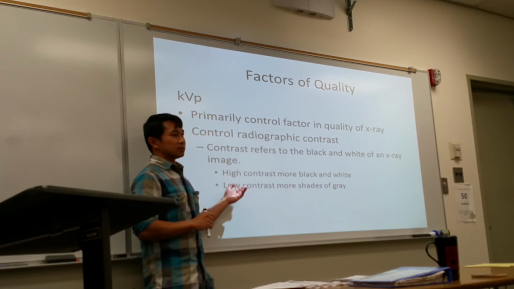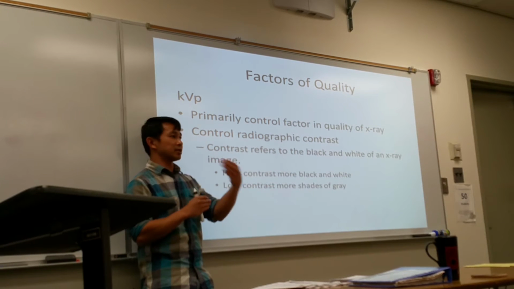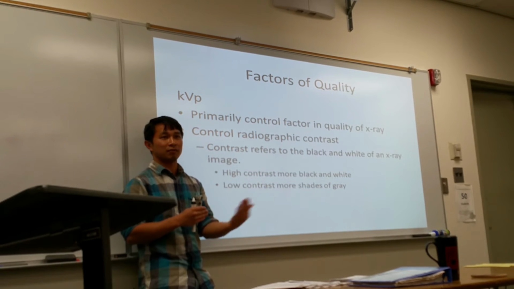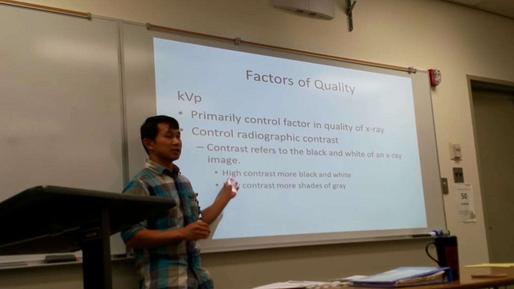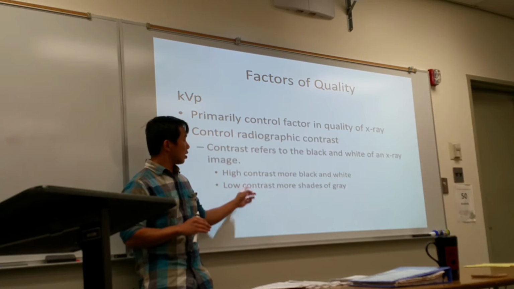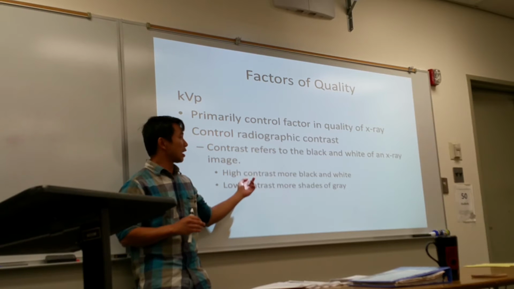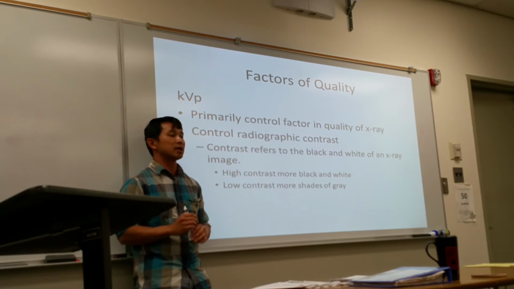Low contrast is generated by high kV. More penetration going into the film produces less contrast, so it gives you more shades of gray. So this is an inverse relationship between kV and contrast. High kV gives you low contrast, low kV gives you high contrast. High contrast means more black and white, low contrast just means there are more shades of gray in the X-ray film.